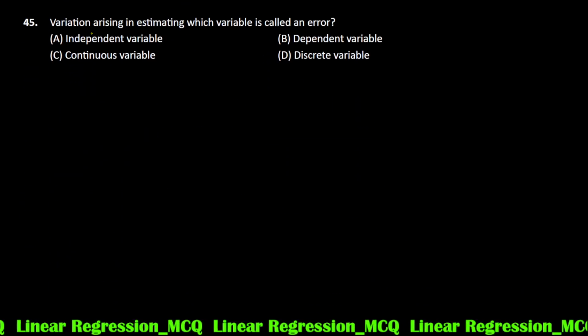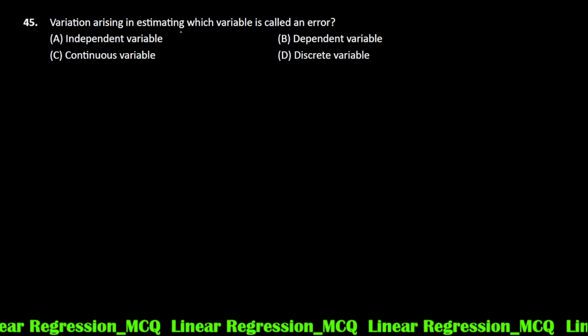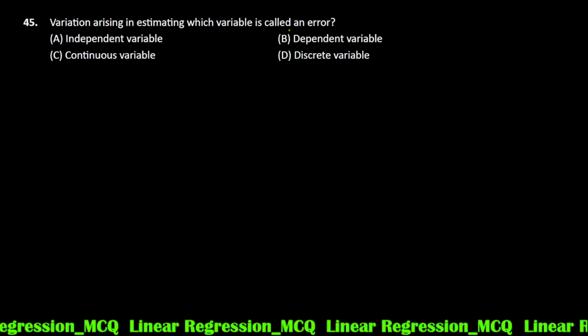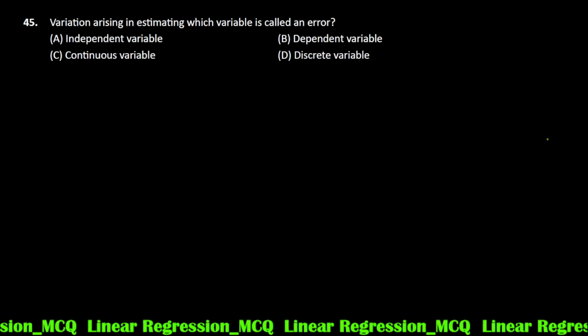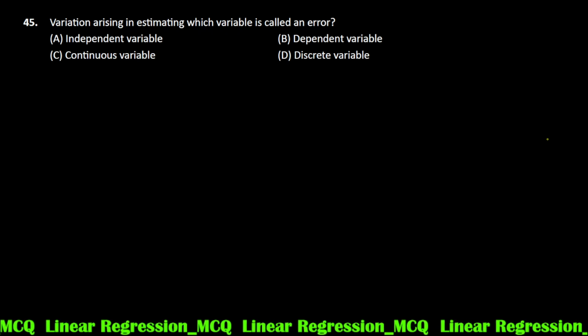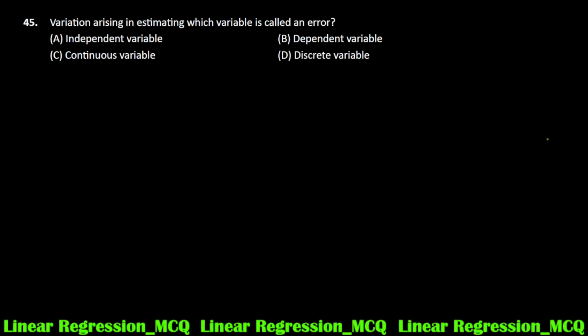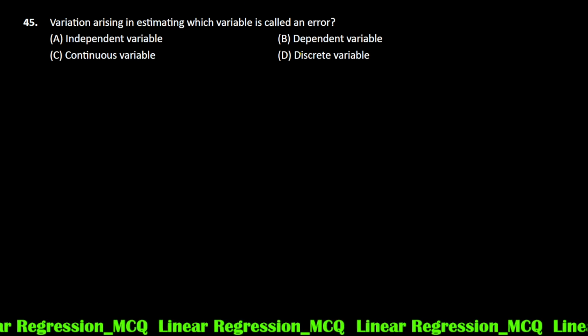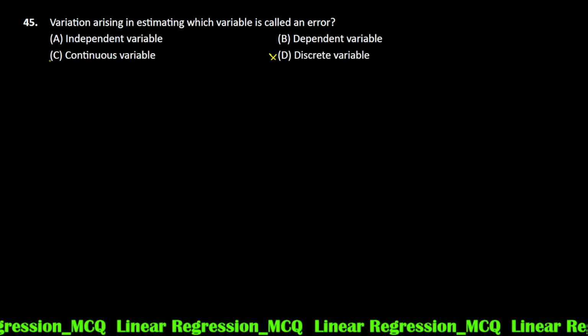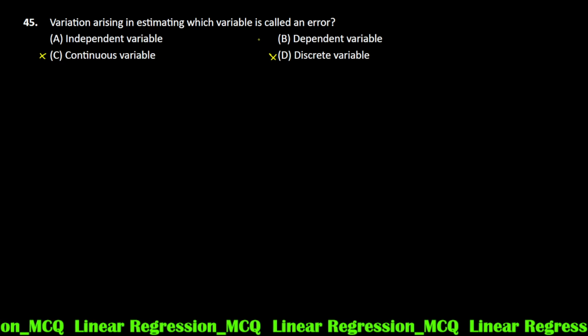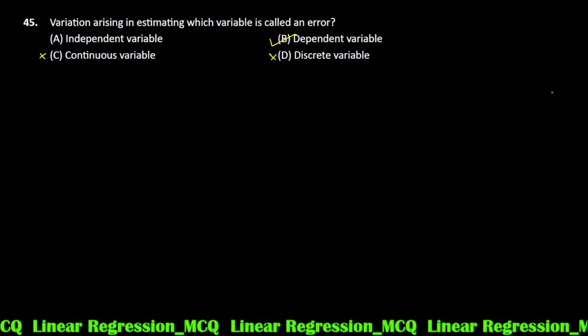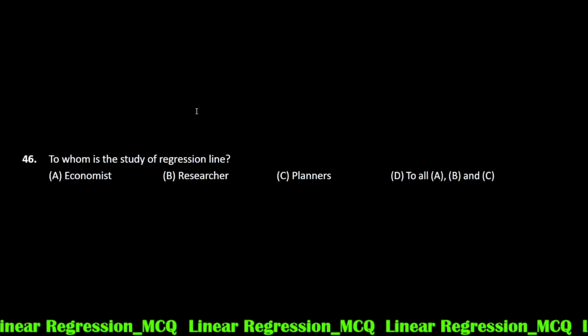45 number, variation arising in estimation, which variable is called an error? Okay, there are four options given: independent variable, dependent variable, continuous variable, and discrete variable. So we don't have to think about discrete and continuous variable. Dependent variable is correct option in question number 45.